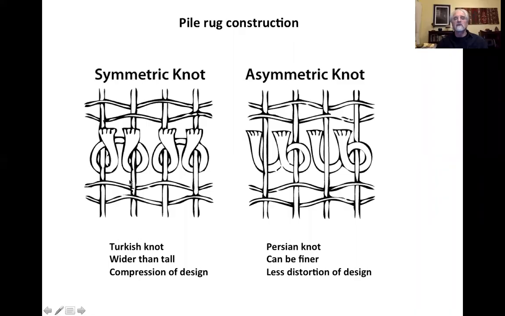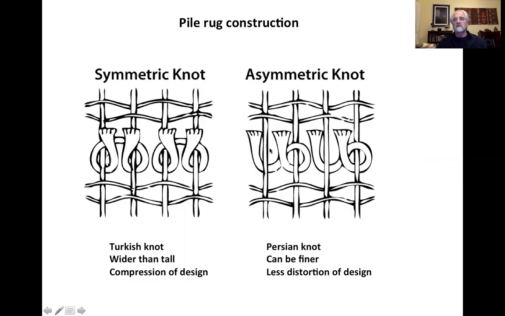This is very typical in village weaving. It has a limitation in that you can't really work out a very complex curvilinear pattern. And so you tend to typically see it in nomadic or village weaving, where the patterns are somewhat simpler. If you want to make a more complicated, more curvilinear pattern, then you, in many cases, have to use an asymmetric knot.